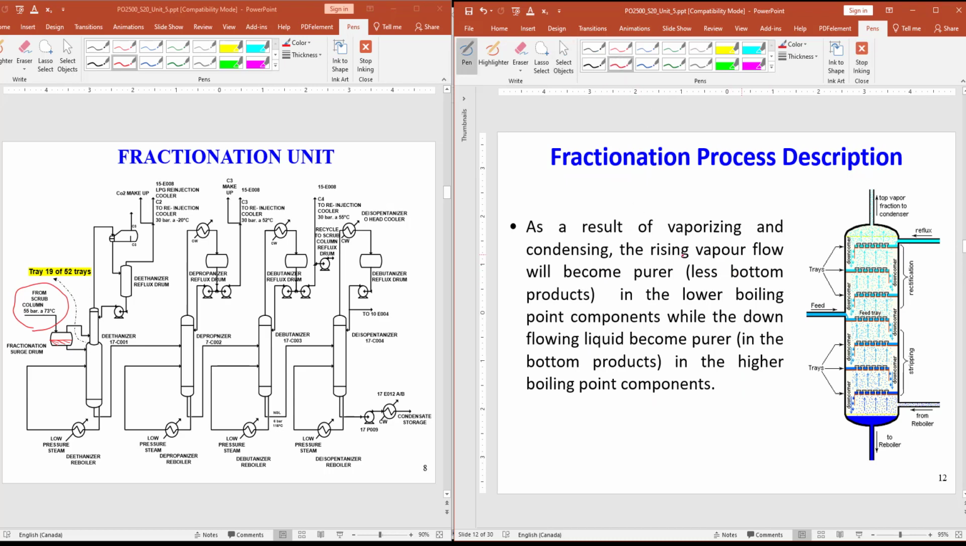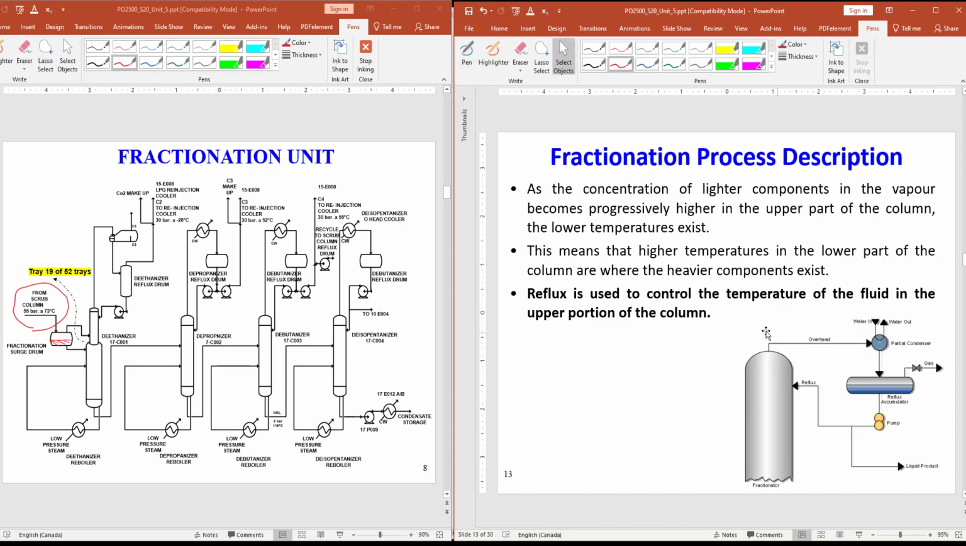So as a result of vaporization and condensation, we have the rise in vapor. So we have continuous vaporization and condensation. As a result of this, the vapor that is going up will be pure in light product, and the liquid that is going down will be pure in heavy product. Okay, so at the top we have very light molecules, very light products, and at the bottom we have very heavy products or heavy molecules.